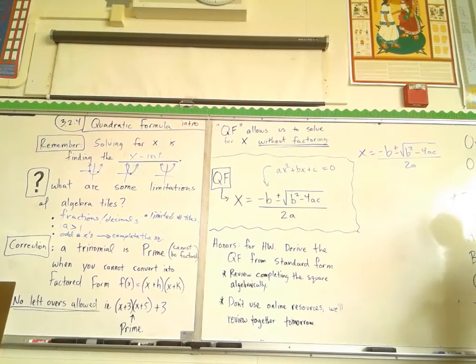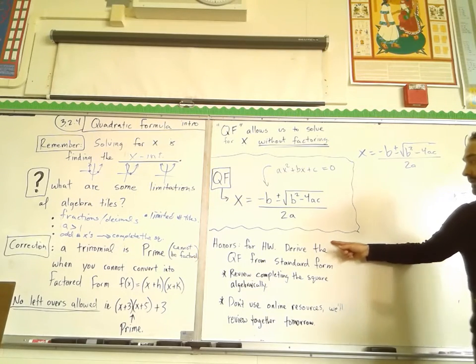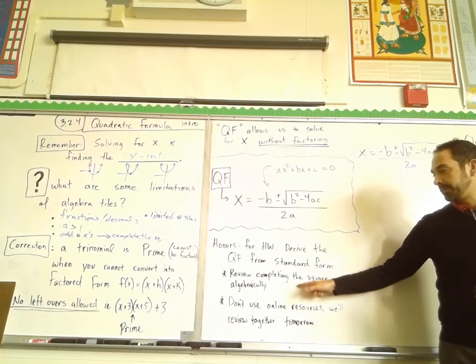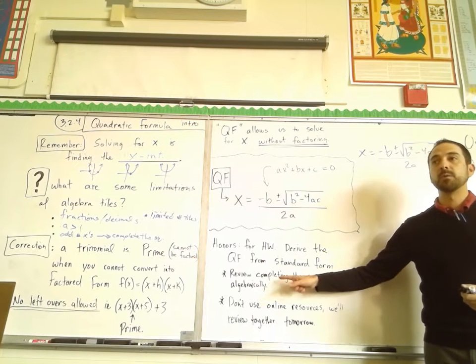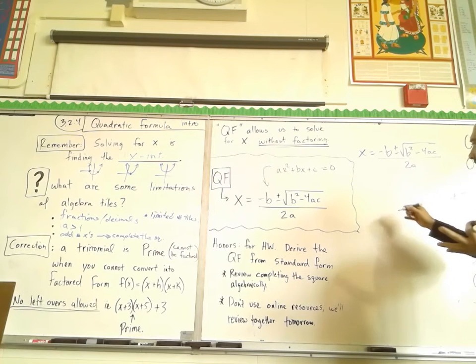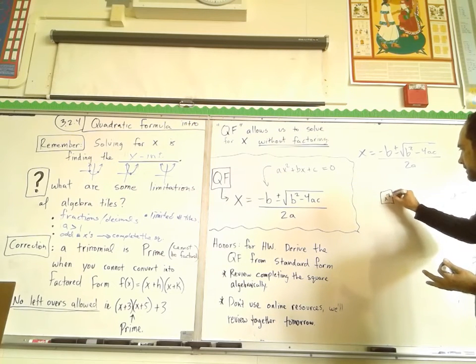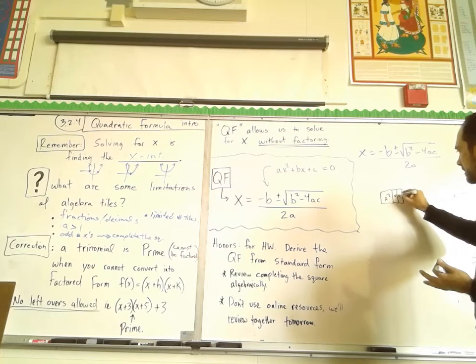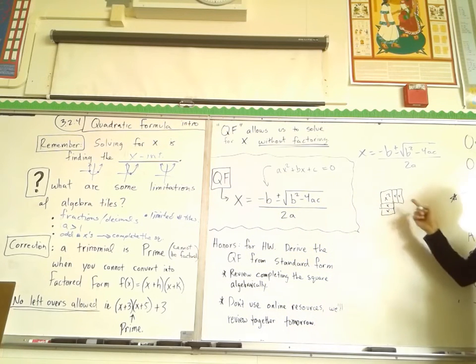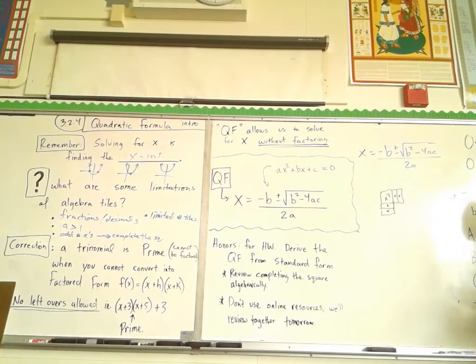Yeah, for honors, this is derive the quadratic formula from standard form. Review completing the square algebraically. This is going to be really helpful. So let's just think about this for a second. If you had these algebra tiles, how do I know how many ones fit there? How do I know? Okay. Because it's the two x sides multiplied together.